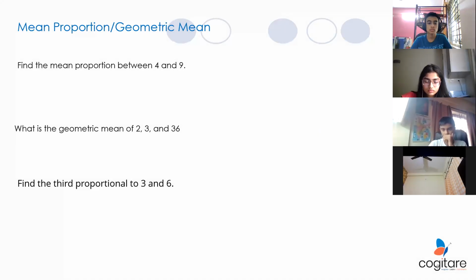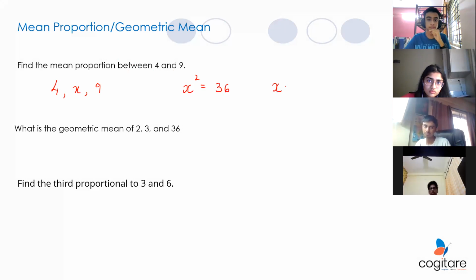First question. Find the mean proportion between 4 and 9. What is the mean proportion between 4 and 9, Joseph? So x squared is equal to 4 into 9. So x squared is 36, so x is 6. Clear, people?